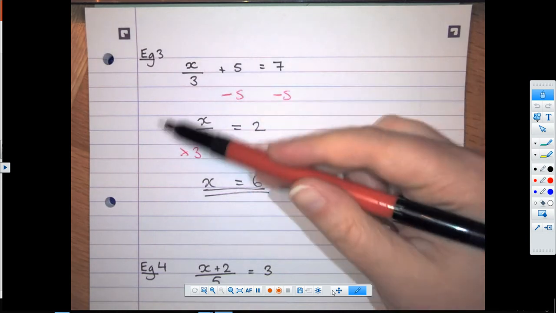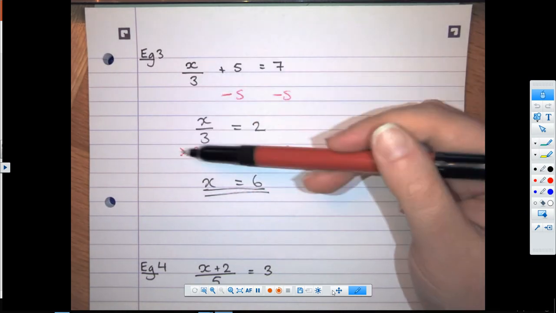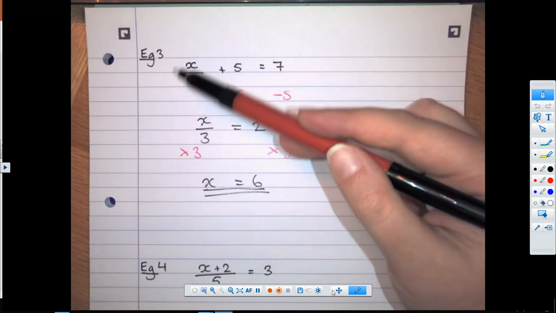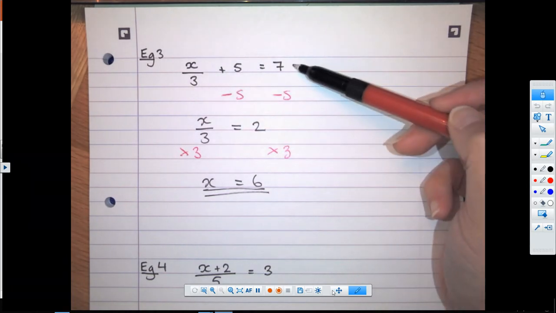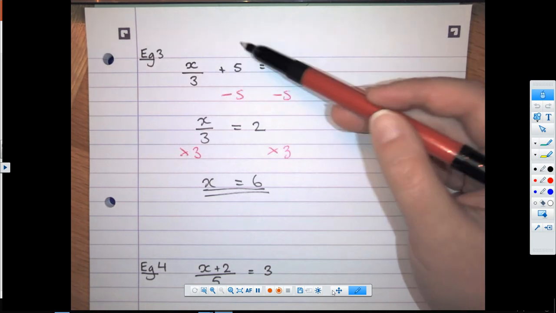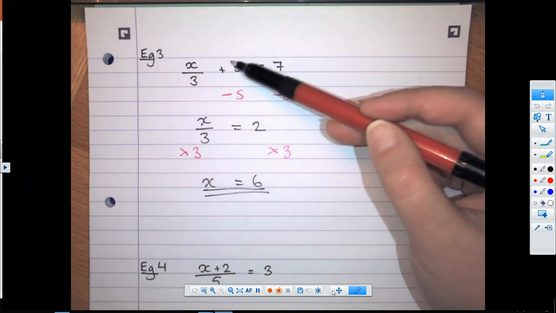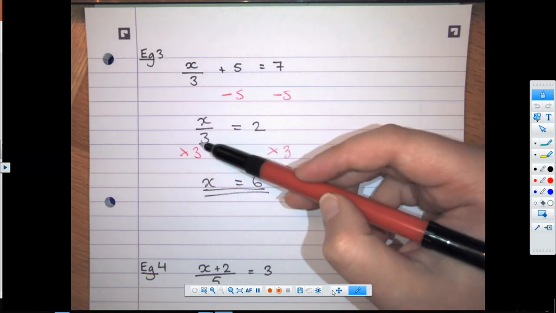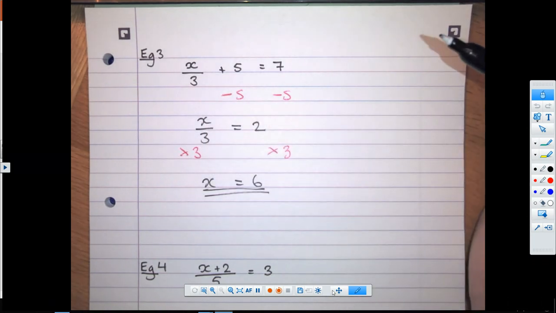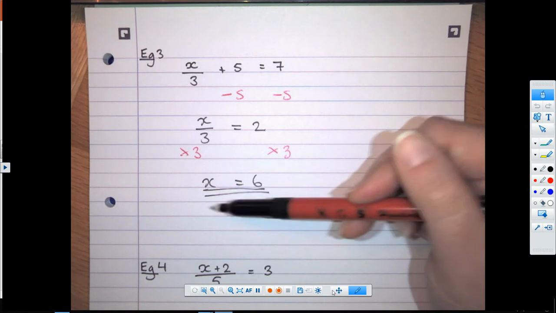Okay, so that's the first new type involving a fraction, where we have something over a number, okay, plus or minus another number is equal to another number. We are going to first add or subtract so that we can get rid of the separate integer here, okay, and then at that point, we can multiply to get rid of our denominator so that x is then the subject.